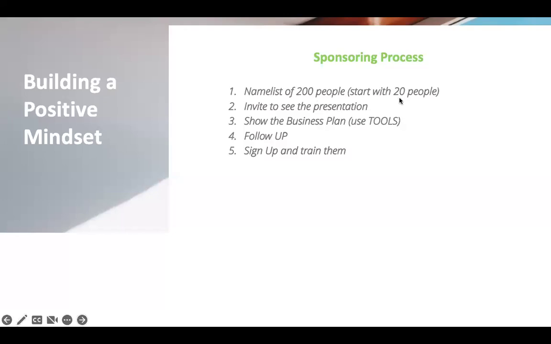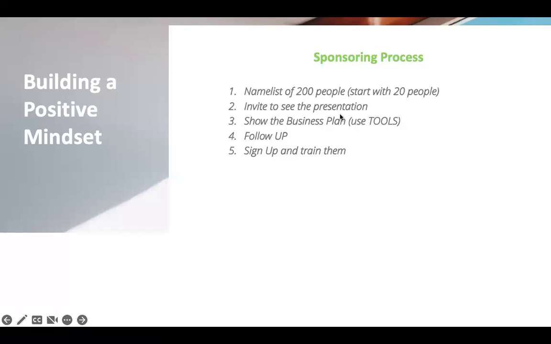Why 20 people? Because the person who's brought you into the business will help you to share the business with the first 20 people on your list, okay? And the reason for that is your sponsor is more experienced. They have had all the questions, the challenges, the responses people have, the objections that people have. So your sponsor will help you.